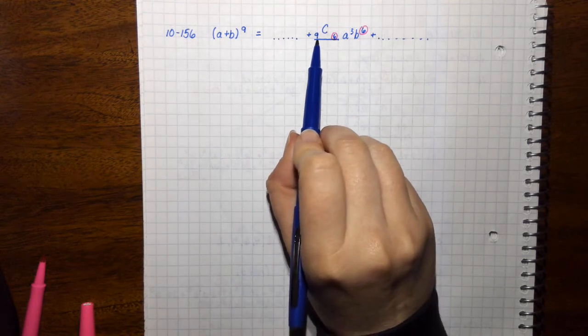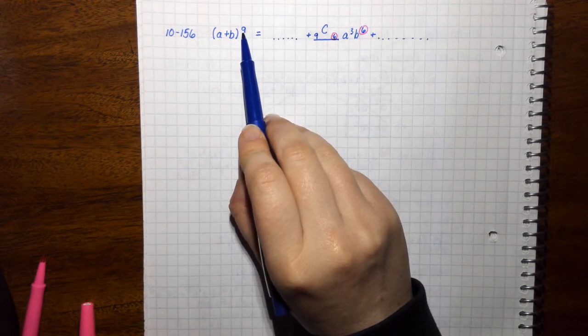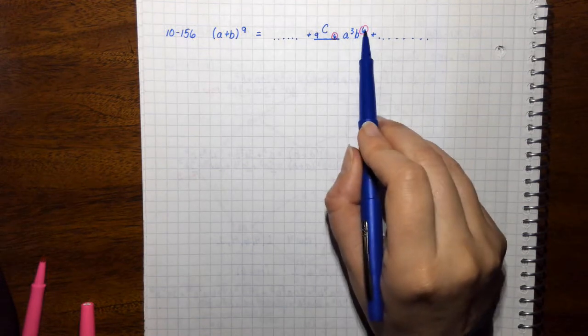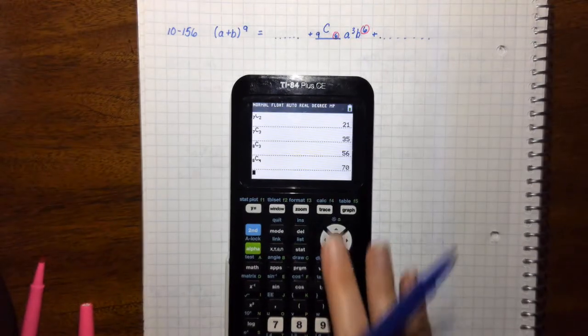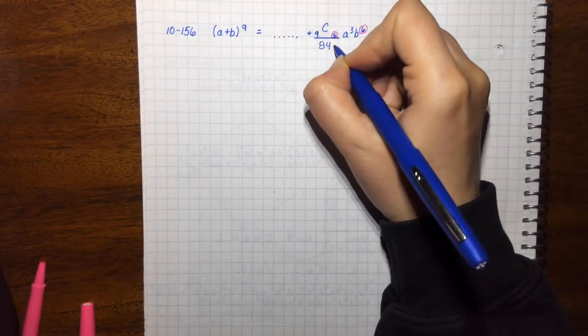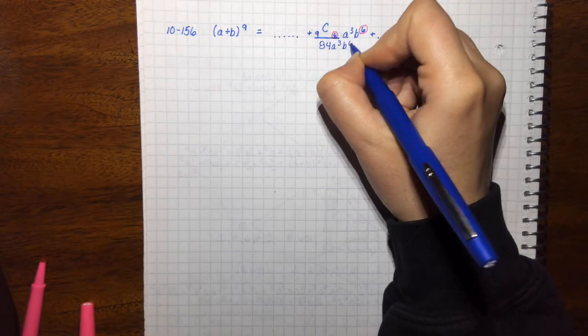Okay, where does this 9 come from? That comes from there, the total. 6 comes from needing to match the exponent on that second item. Okay, so 9C6 is 84. So I have 84, a to the 3rd, b to the 6th.